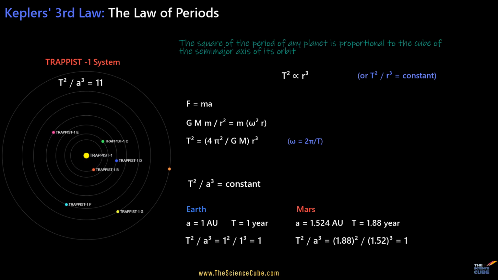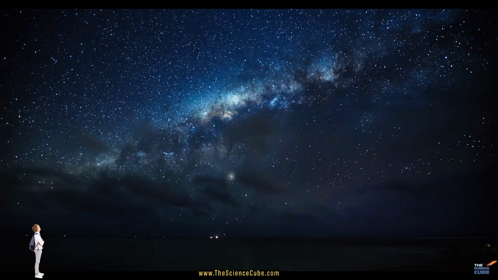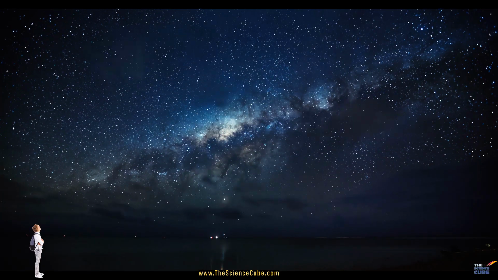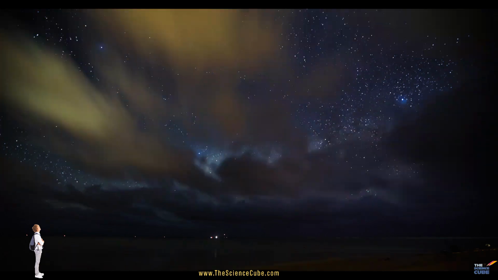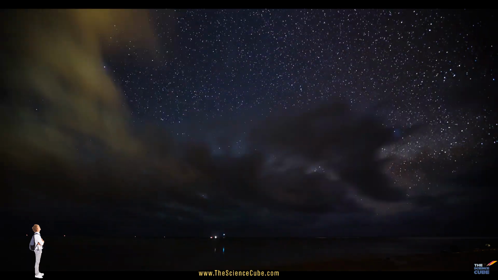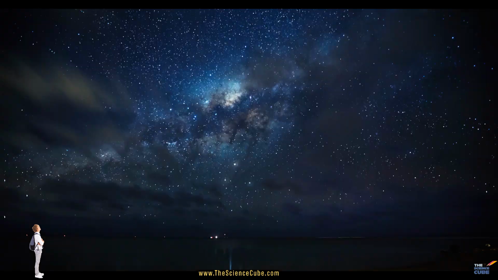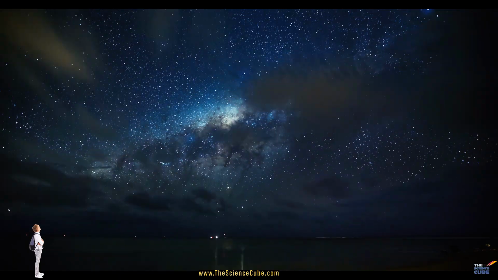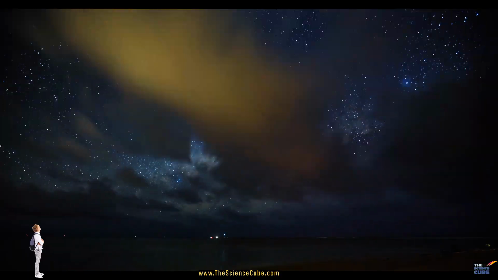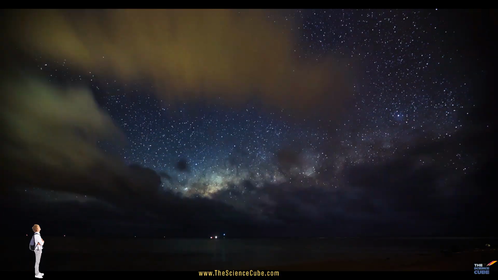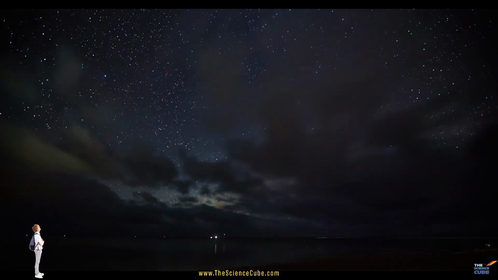So when you look up at the night sky, remember, those distant points of light aren't just drifting aimlessly. They're moving with absolute precision, bound by invisible rules that Kepler uncovered centuries ago. And who knows, perhaps one day it'll be you using these same laws to plot the course of spacecraft across the stars.